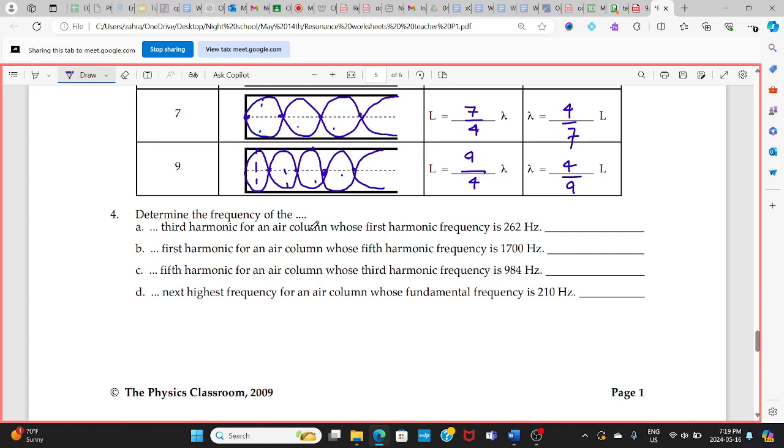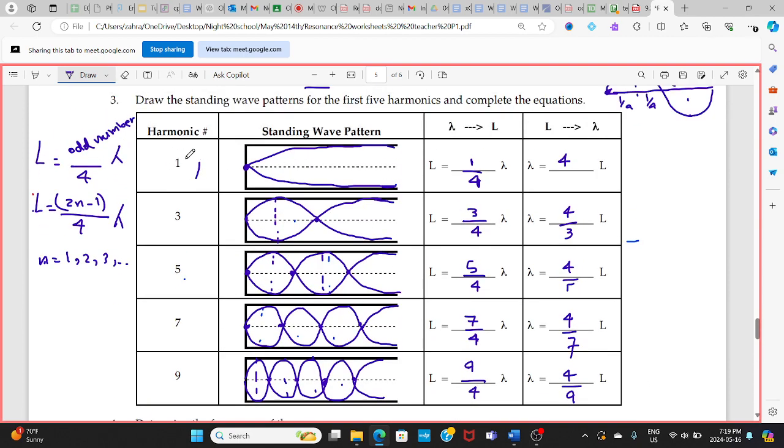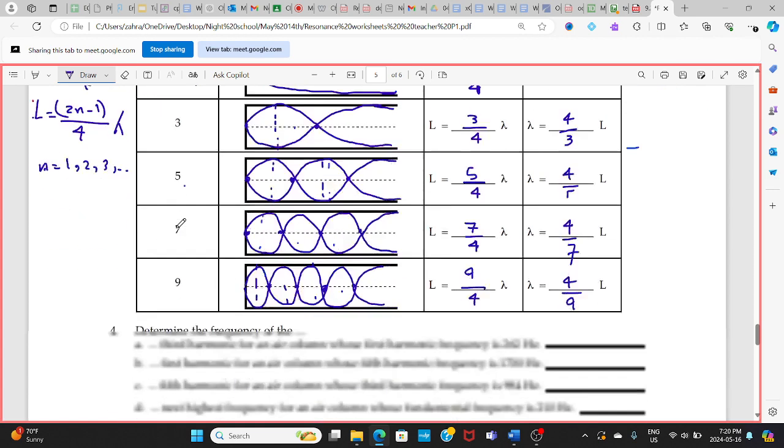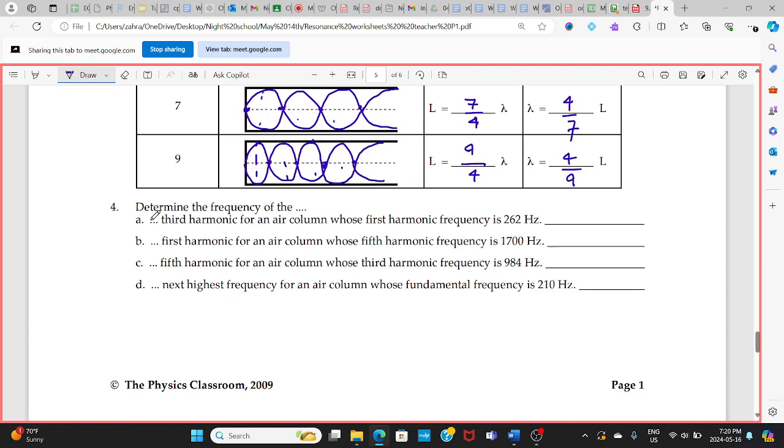Here, third harmonic for an air column whose first harmonic is 262. See, this is the first harmonic, right? And this is the third harmonic. It's kind of the second thing, right? So you need to know that from first to third, you multiply it by 3. Okay? So again, the same thing. I will say that f of n is equal to n f1, but here it's going to be the number of harmonic, okay? Maybe I just, because I put the n to be like that, 2n minus 1, f1.